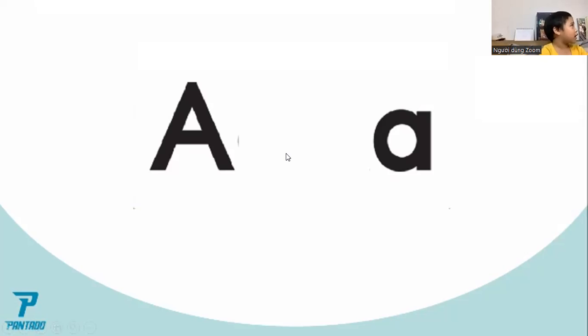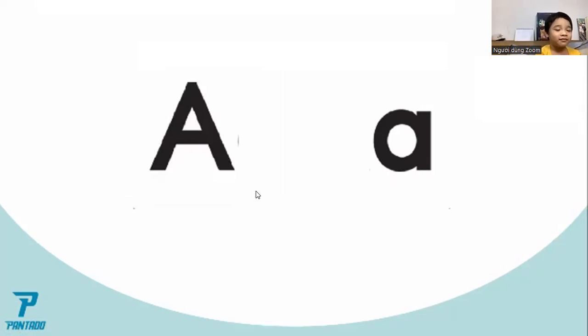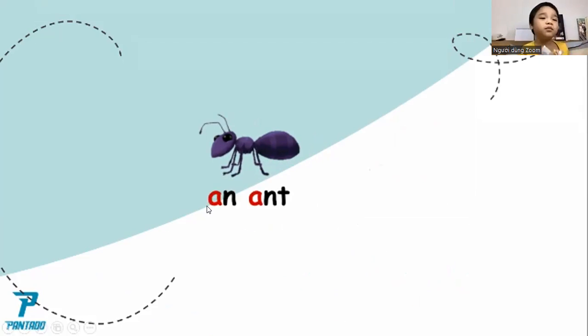Okay, this one is the big letter A. Kindly look at this one. What is this? You say? Big letter A. Big letter A. Very good. What about this one? You say small letter A. Small letter A. Very good. That is correct. Great job. Okay, so now let's proceed with the next slide.